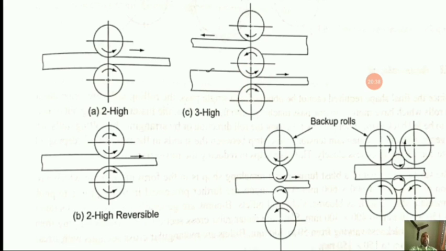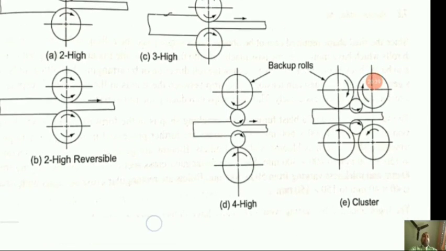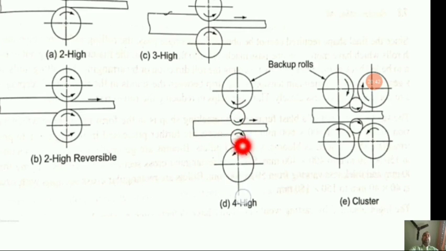So next, here you can see a 4 high rolling mill stand. It is used essentially like a 2 high rolling mill, but with small sized rolls. The other two rolls are the backup rolls. The bigger ones are the backup rolls for providing the necessary rigidity to the small rolls.